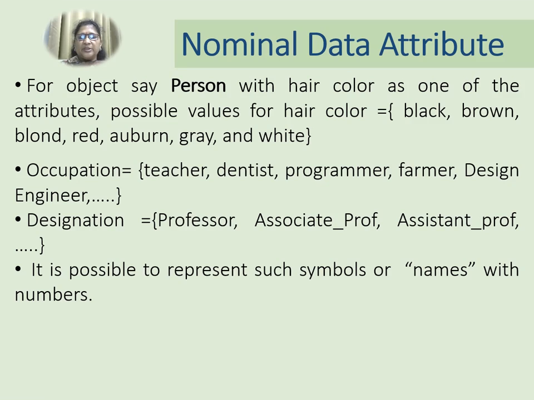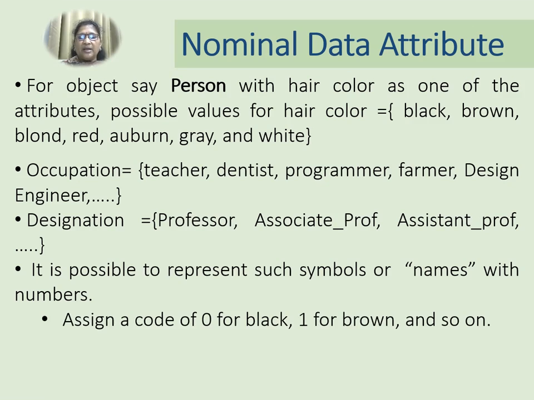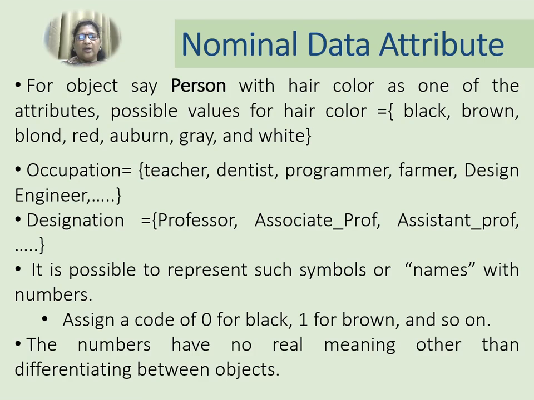It is possible to represent these names by some symbols or numbers. For example, we can have 0 representing black color, 1 representing brown and so on. These numbers do not have any real meaning. They are assigned simply for differentiating the objects. If we look at the players in cricket, every player is given some number. That number is just differentiating the two players. It does not actually form any meaningful order.